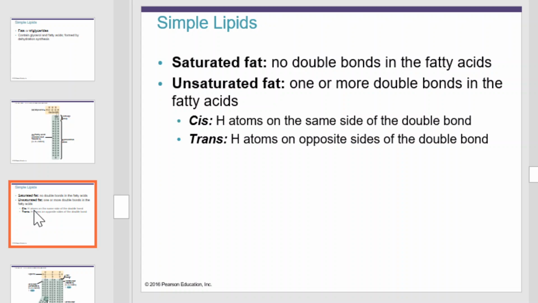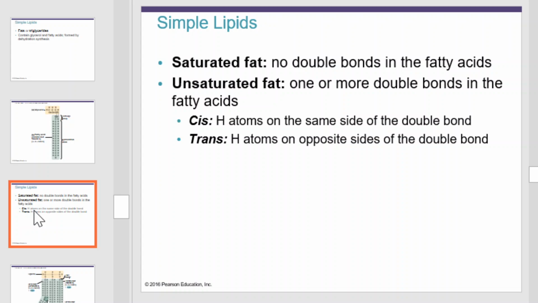Simple lipids can also be referred to as saturated and unsaturated fat. Saturated fat has no double bonds in the fatty acid. It is saturated with hydrogen. Unsaturated fat has 1 or more double bonds in the fatty acids.